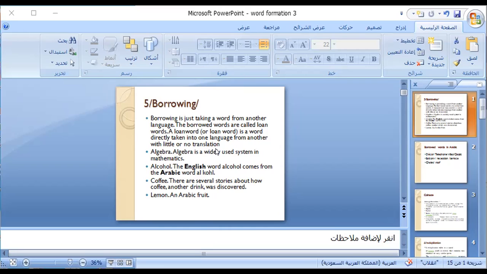For example, algebra, mathematics: al-jabr. Coffee, qahwa. Aba, aba'a. So many words which have Arabic origin are available in English, particularly scientific words like chemistry, and so on. So this is what we mean by borrowing in languages.